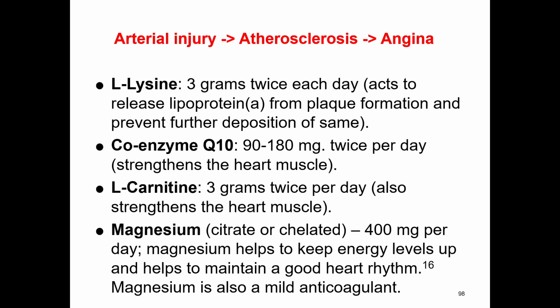Remember, when we're talking about angina, which is what this lecture is about, we're talking about atherosclerosis, which is plaque buildup, but we know now that underlying the plaque there's arterial injury. Why is there arterial injury? Well, we know that inflammation, oxidative stress, and autoimmune reactions are some of the problems that lead to the breakdown and weakening of the arterial lining. But now I'm giving you tools like L-lysine, CoQ10 enzyme, L-carnitine, magnesium.